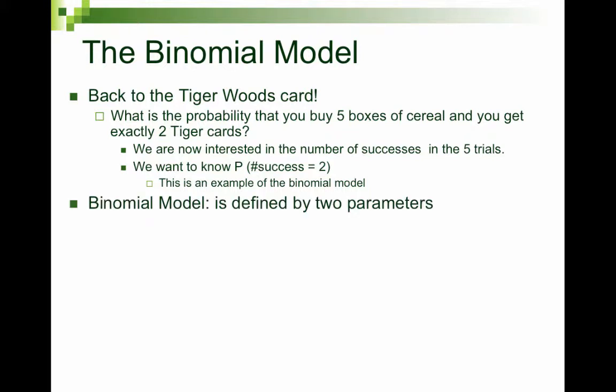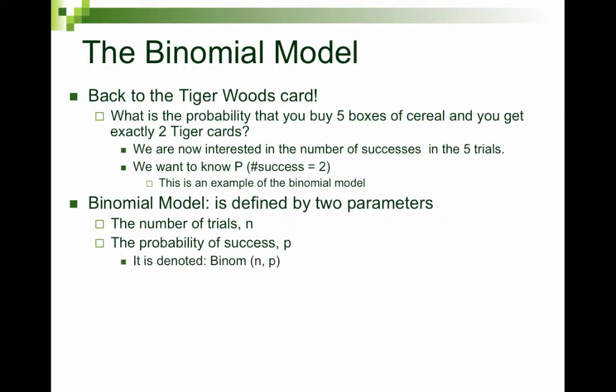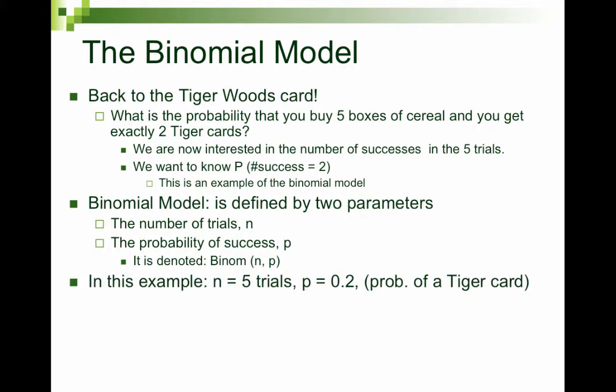So the binomial model is defined by 2 parameters. The first is based off of the number of trials, which we define as n. The second is the probability of success, which again is denoted with a lowercase p. The overall notation is going to be binom and then in parentheses, your number of trials, comma, your probability of success. In this particular example, we have 5 trials, so n is 5, and our probability of success is still 20% or 0.2 because that was the probability of getting a Tiger Woods card.